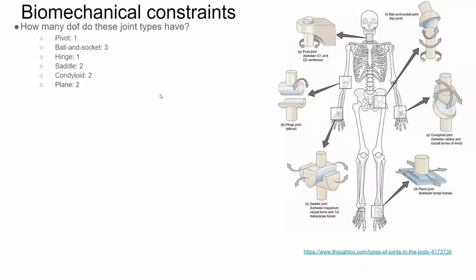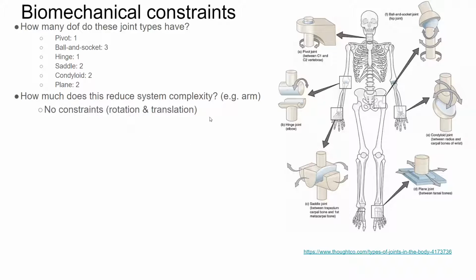So as you can see, you don't have 3 degrees of rotation for everything. And as a quick example of the arm, we'll see how much this actually reduces the complexity of the system. If we have no constraints, and you think about your arm kinematic chain, the shoulder would have 6 degrees of freedom, your elbow would have 6 degrees of freedom, and your wrist would have 6 degrees of freedom. So this is 18 degrees, or 18 variables you can think of, to solve for when you're doing this.